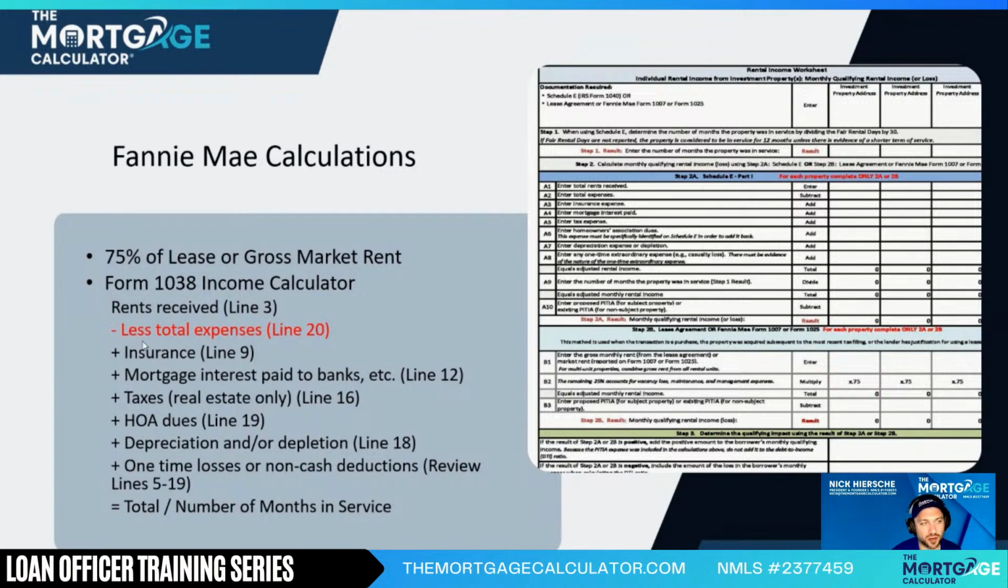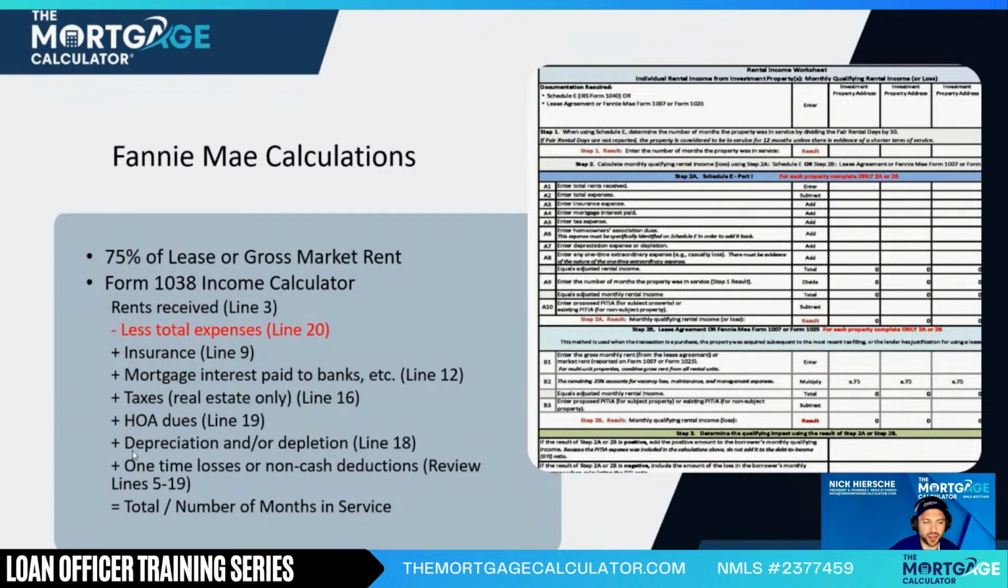We're going to start with our rents received, which is line 3 of our tax return. We're going to take off the expenses, which is line 20. We're going to add back the things that are already going to be accounted for in our mortgage payment. So insurance, mortgage interest, taxes, HOA dues, if they're listed separately.